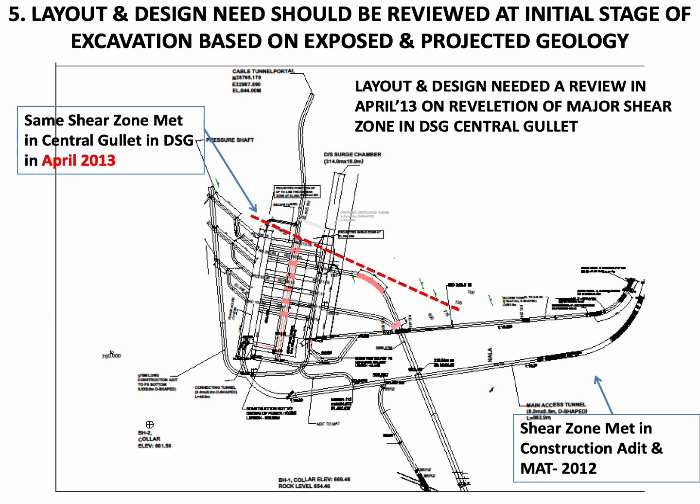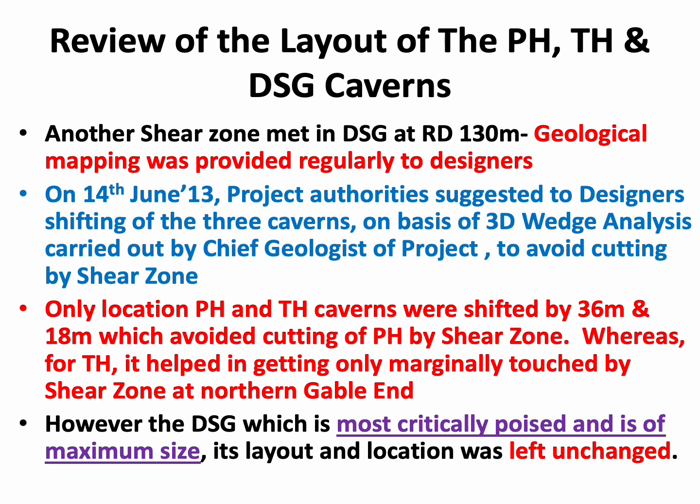But somehow this downstream surge gallery remained unchanged. Designers did not change or review its layout or design, and it remained cut by the major shear zone throughout its depth. So this was the time when the layout of the downstream surge gallery should also have been reviewed, when the layout of these two caverns was done. Review of the layout of the powerhouse and transformer hall caverns.